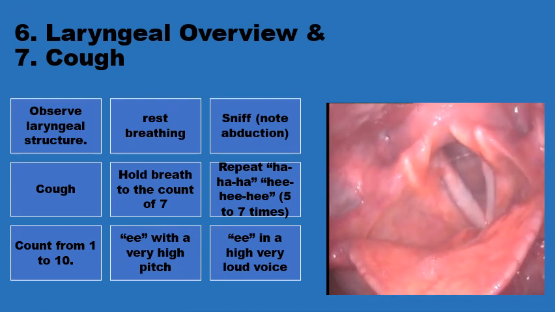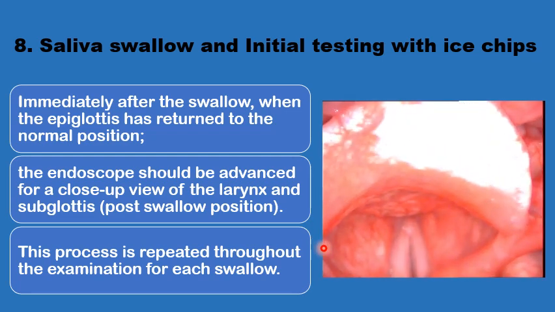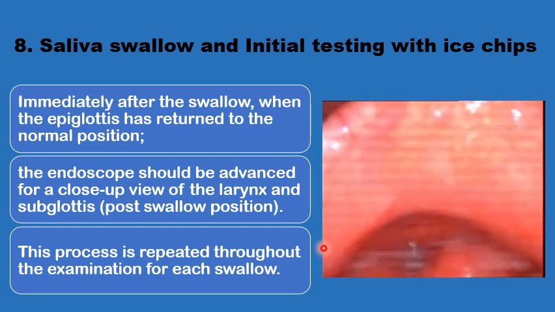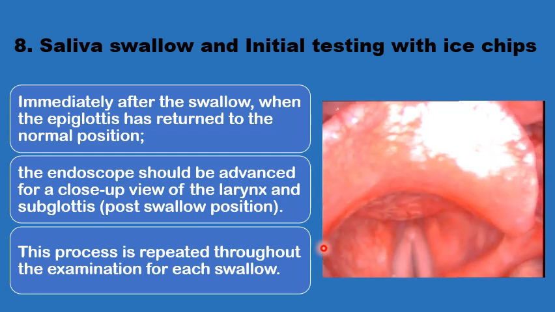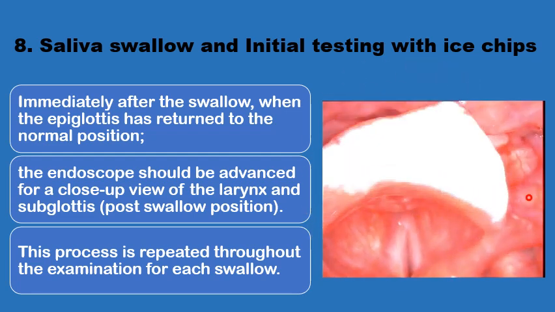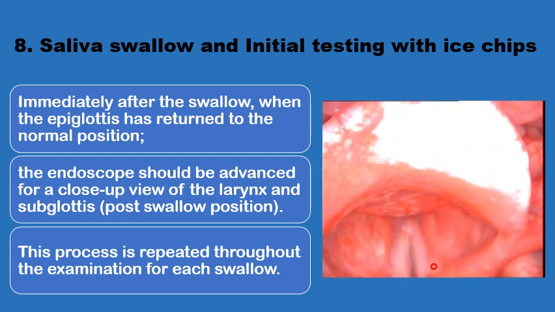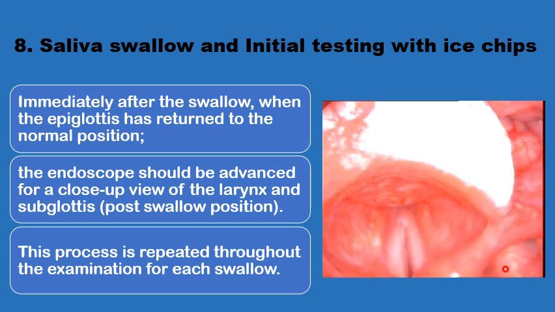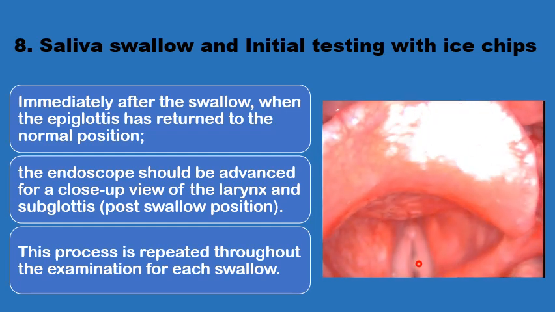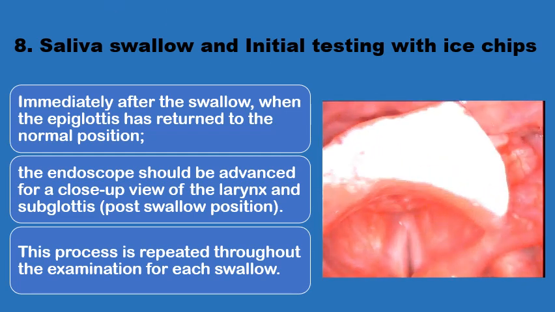In the high-risk patients who have retained secretions or saliva in the pharynx, and before starting them on any colored food or drink, we want to assess the risk of aspiration. And this will be achieved by repositioning the tip of the scope from the pharyngeal general view to a view of the inside of the larynx, particularly the glottic and the subglottic area. The patient will be asked to swallow his saliva, and if there is any leak of saliva to the glottic area or to the subglottic area, then the patient will need to be tested with ice chips.